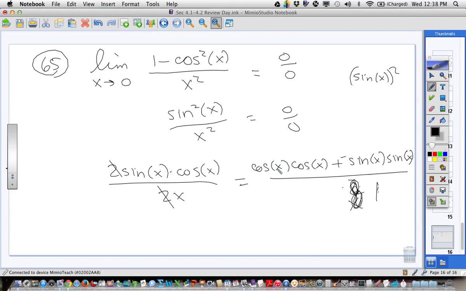Now we plug in a 0. Cosine of 0 is 1 times 1. Sine of 0 is 0 times 0. 1 minus 0 is 1. 1 over 1 is 1. Oh, look at that. 0 over 0 is 1.